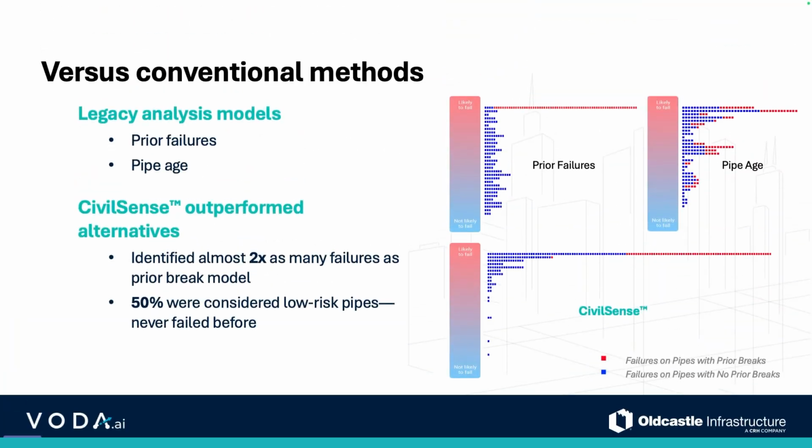We can see that in these two graphs. We've ranked every single pipe segment at a particular utility according to its break history or prior failures. That's shown in the top left of the screen. On the top right, you can see the same utility with all pipe segments ranked according to the age of the pipe. Each of those dots represents a main break or a leak that occurred at this utility in the year following these rankings. Now we can ask, where did that particular pipe fall within those rankings?